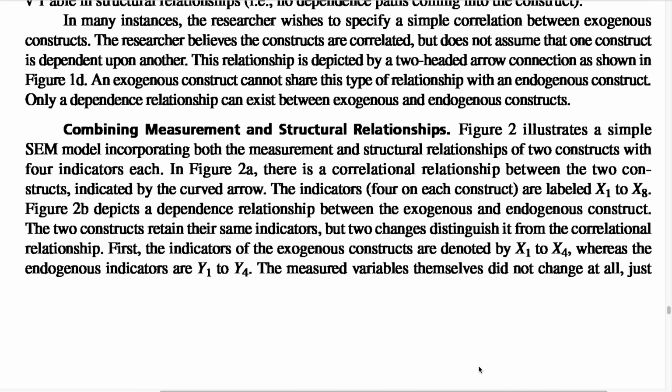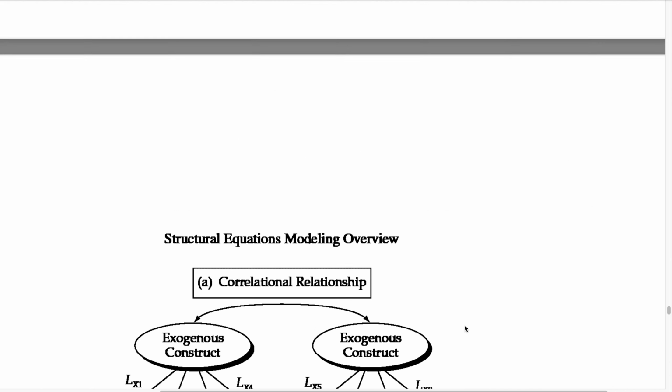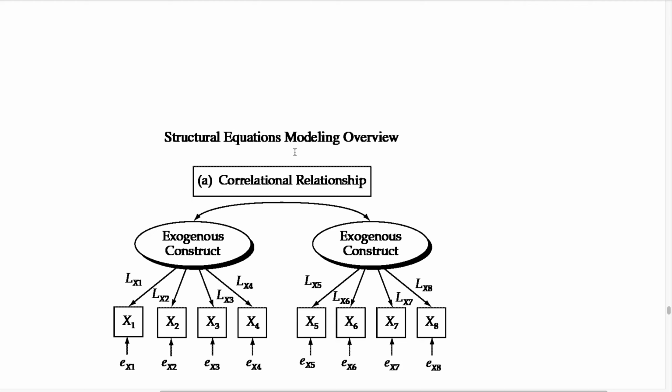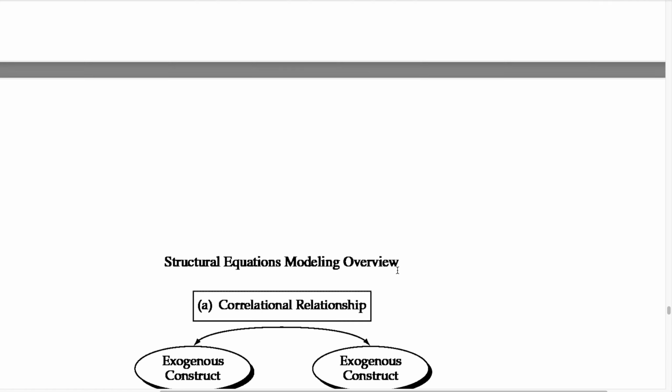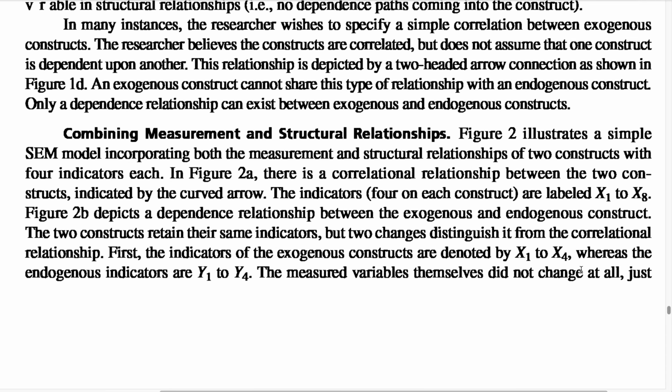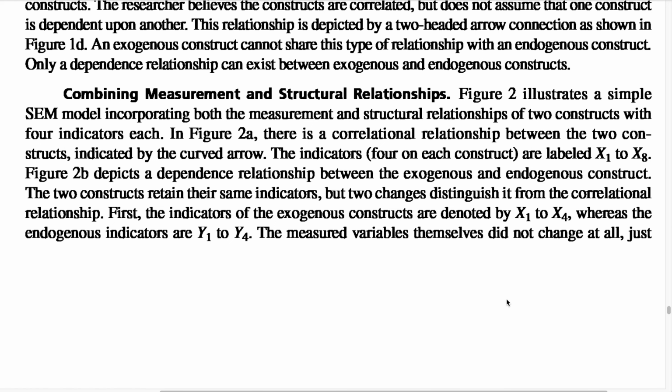Let's talk about combining measurement and structural relationships. Figure 2 illustrates this, which I will show you. This is figure 2, a structural equation modeling overview. We call it the correlational relationship. An exogenous construct always has a correlational relationship. So the figure illustrates a simple structural equation model incorporating both the measurement and structural relationships of two constructs with 4 indicators each.